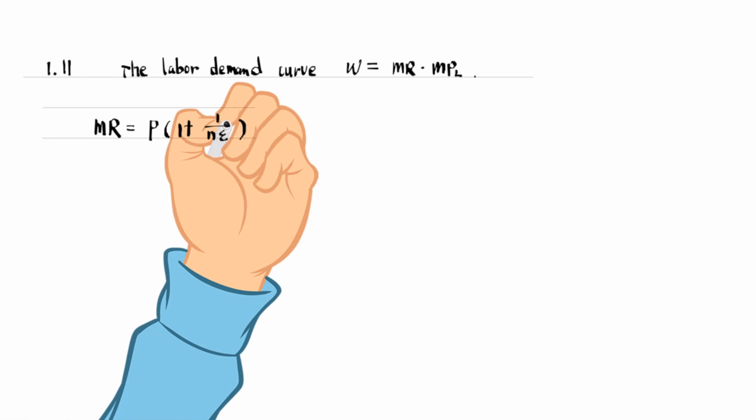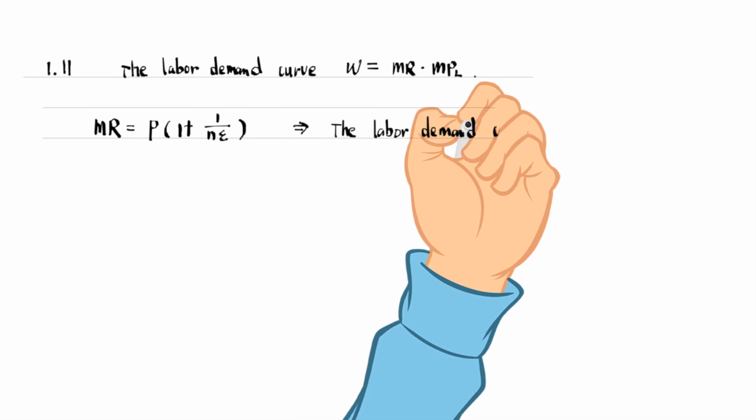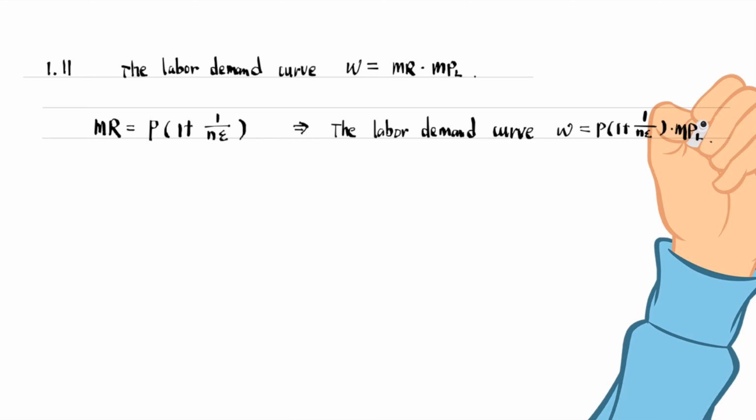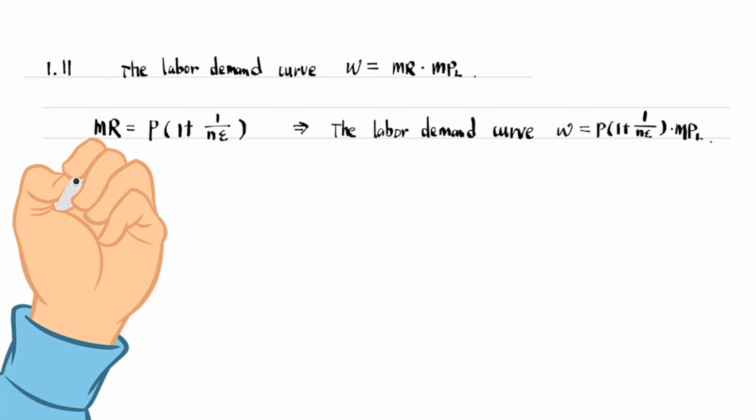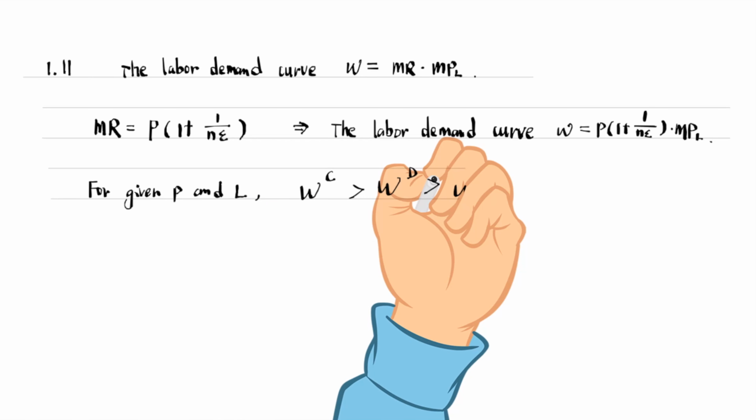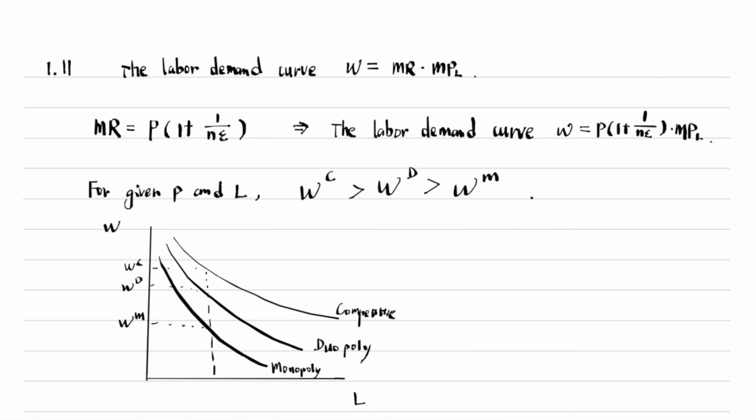We can write the marginal revenue in terms of the market price, the output demand elasticity, and the number of firms in the market. Thus, the labor demand curve can be written as follows. For any given market price P and labor L, a duopoly firm is willing to pay a higher wage than a monopoly firm. It implies that the labor demand curve shifts to the right.